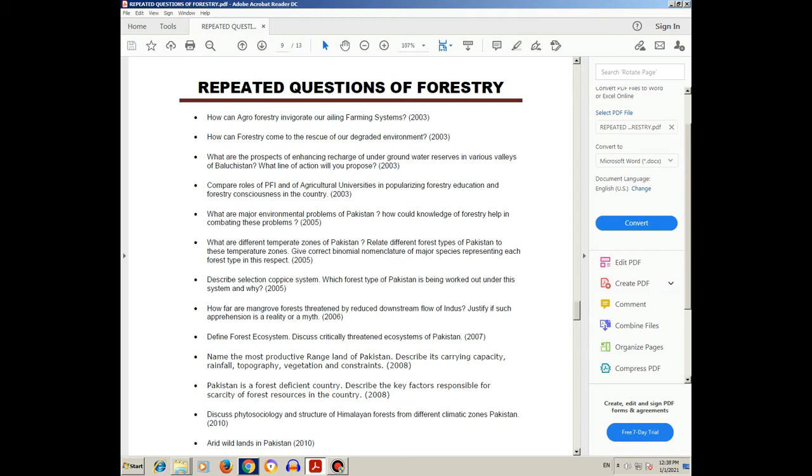2005 How far are mangrove forests threatened by reduced downstream flow of the Indus? Justify if such apprehension is a reality or a myth. 2006 Define forest ecosystem. Discuss critically threatened ecosystems of Pakistan. 2007 Name the most productive rangeland of Pakistan. Describe its carrying capacity, rainfall, topography, vegetation and constraints.